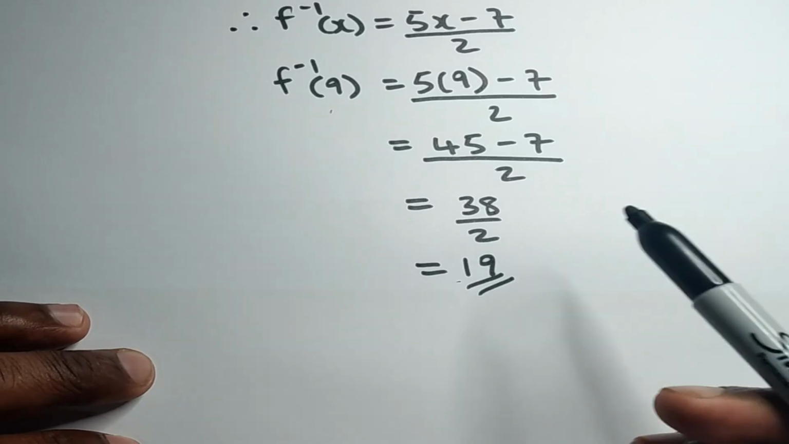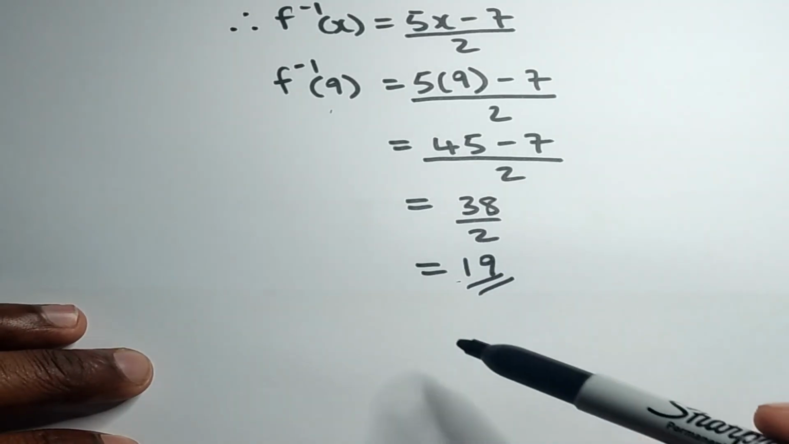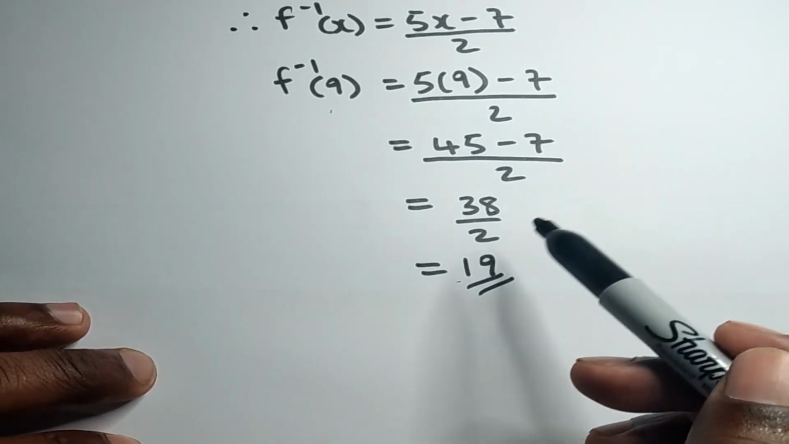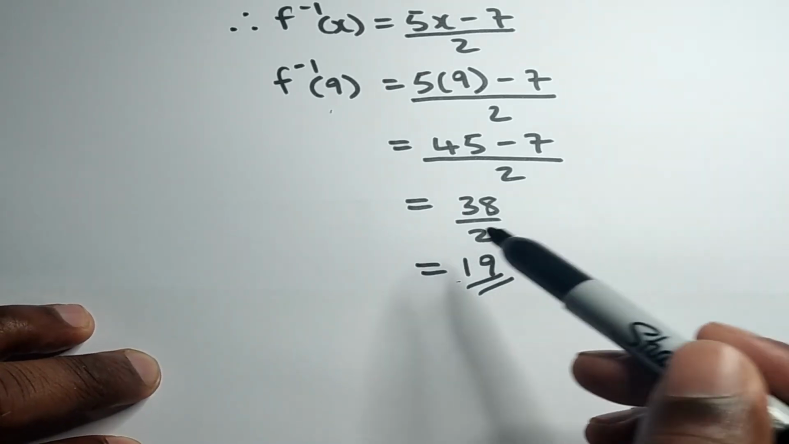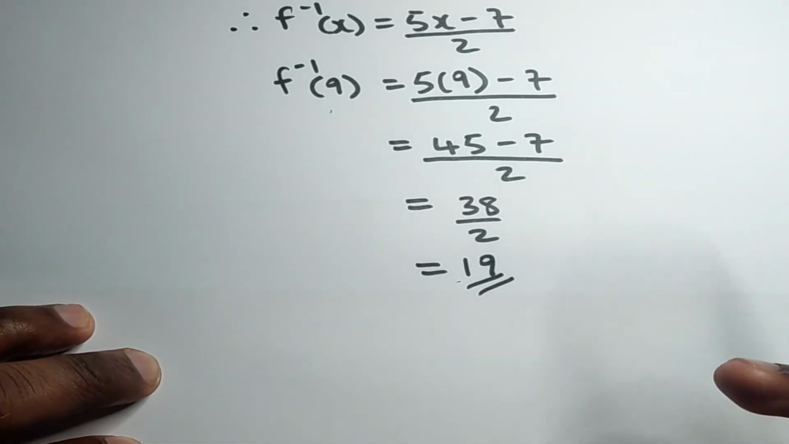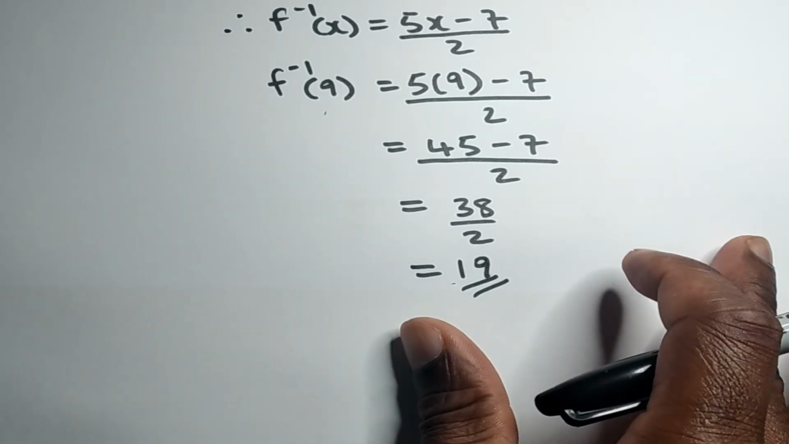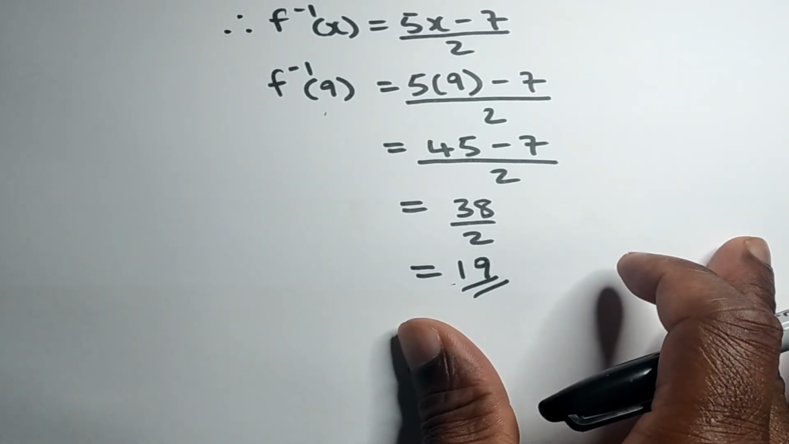So this is another way how you can actually find f inverse of 9. Or you could do it the previous way that I outlined by using the concept that the inverse of a function does the opposite of the original function. So you choose. Good thing about maths, there are many ways to do the same thing.